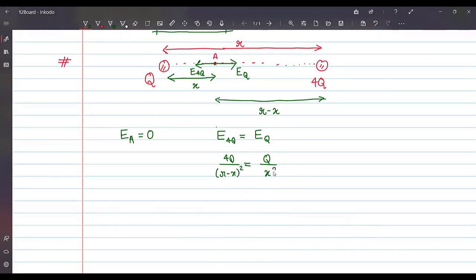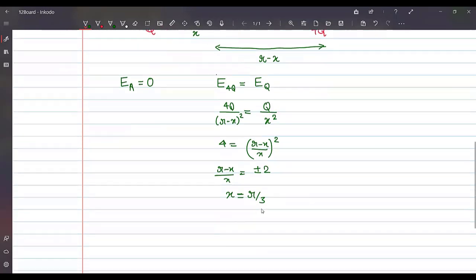This electric field due to 4Q, here it should be 4Q upon (r minus x) whole square. And here it should be x square, because this is electric field due to 4Q. So 4 should be equal to (r minus x) upon x whole square. From here we get (r minus x) by x is plus minus 2. And if you calculate here, it will give you x is equal to r by 3. So if you place a third charge over here, you'll get net field as 0 and net force as 0.